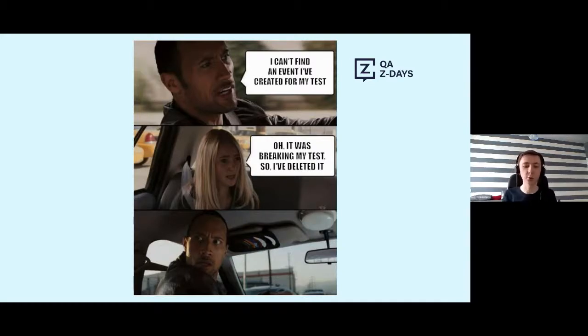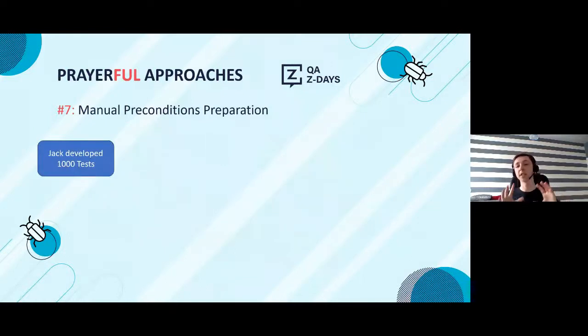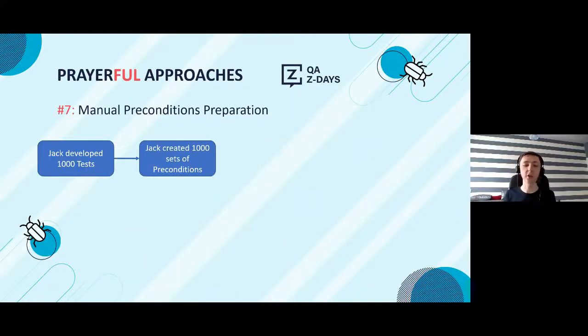You can't always manage other people, your colleagues, who may even accidentally spoil your test data. Another problem is that it requires frequent backups. What do I mean? Imagine some test automation engineer called Jack. He has developed 1,000 tests, which means he has created 1,000 sets of preconditions, one for each test. And finally, Jack thinks that he's cool, he's done the job.